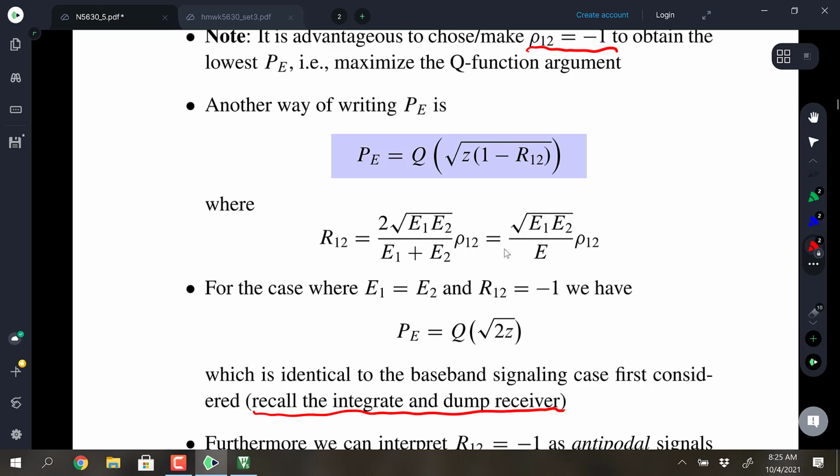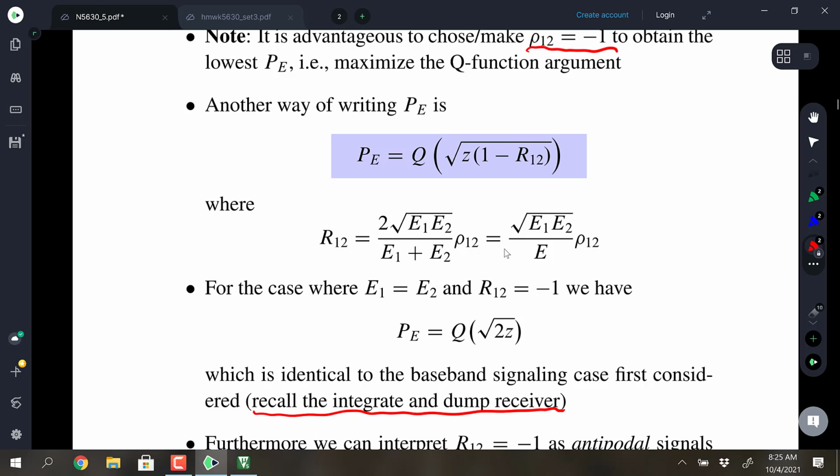So the author also defines capital R as another way of looking at the correlation coefficient, and this one involves the energies, so it's not a dimensionless quantity. Well, I guess it is. No, it's not dimensionless, right? Or it is?